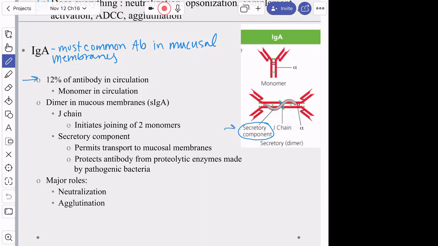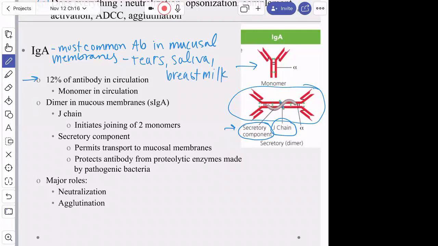That secretory component tends to neutralize proteolytic enzymes that pathogens may have to try to protect themselves from antibodies. So that secretory component allows them to be there. The J chain, we saw that IgMs had the J chain already, helps to bind the monomers into a dimer. So on the mucosal membranes, we see IgA as a dimer. If it's in the bloodstream, it exists as a monomer. Okay, so it's on those mucosal membranes. We also find a lot of IgA in bodily fluids. So tears, saliva, and breast milk.